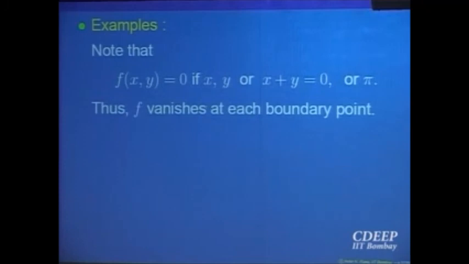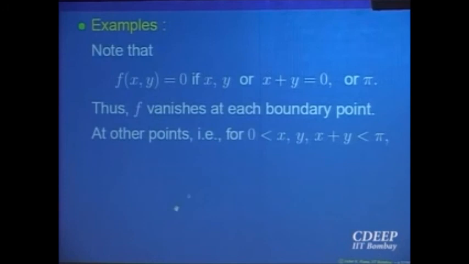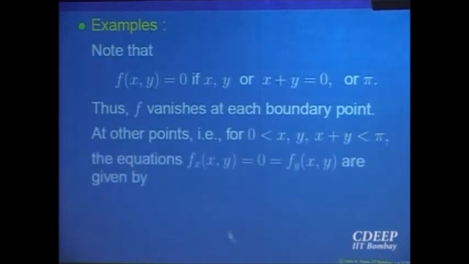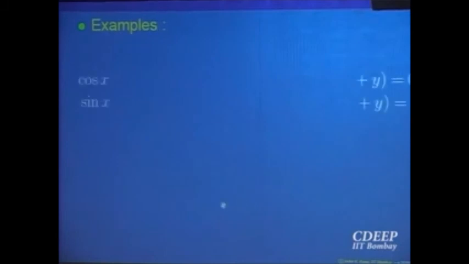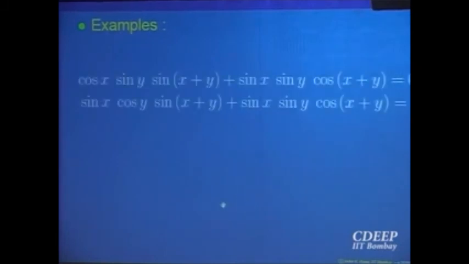You only have to look at the interior points for this problem. Is that clear? The boundary is already taken care of because of this condition. So for the other points, the interior points, find the derivatives and set them equal to 0. That gives you two equations, because for sin x sin y sin(x plus y), you look at the partial derivative with respect to x and the partial derivative with respect to y, and put them equal to 0.